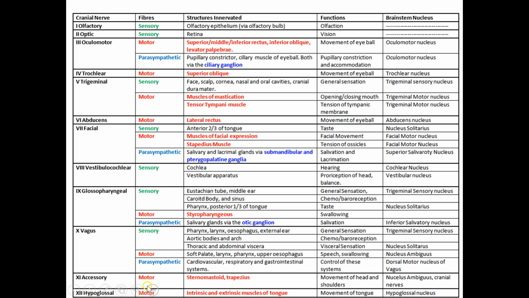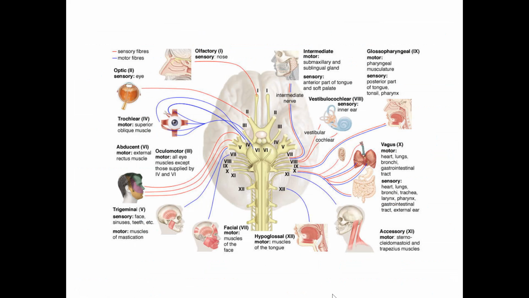Then the accessory cranial nerve is a pure motor nerve, along with the hypoglossal nerve, which is also a pure motor nerve. The accessory supplies only two muscles, sternomastoid and trapezius, which are involved with movements of the head and shoulders. The hypoglossal is a pure motor nerve which supplies the intrinsic and extrinsic muscles of the tongue, associated with movement of the tongue. So this is all we discussed, the different cranial nerves and the structures that they supply.